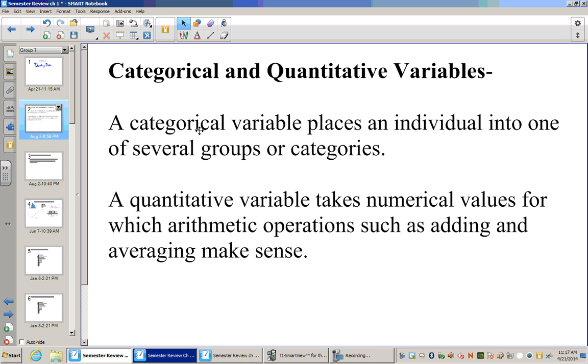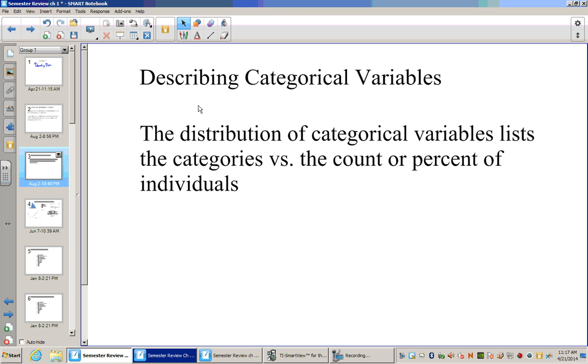So say race. You can have race as a categorical variable because each data point is put into one of those categories. Whereas a quantitative variable would be like height. It could be 60 inches, 65 inches, 70 inches. All of that would be quantitative variables, and we could do arithmetic with those to find mean and IQR and such.